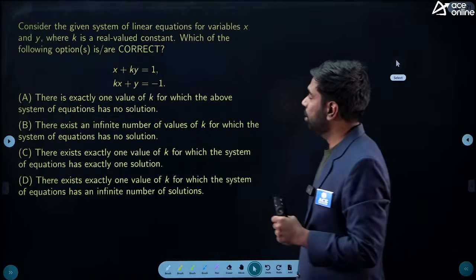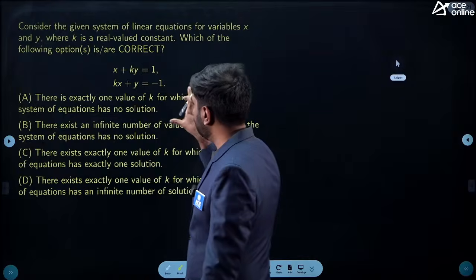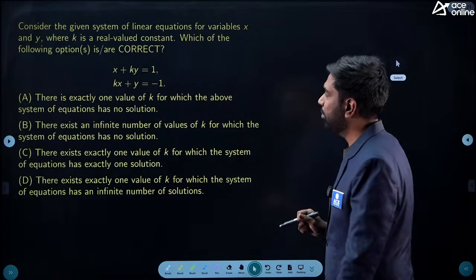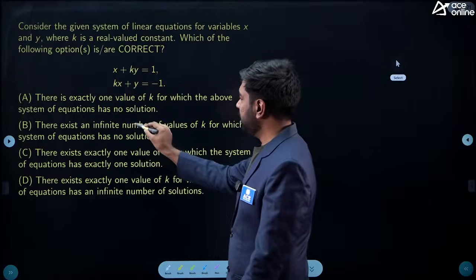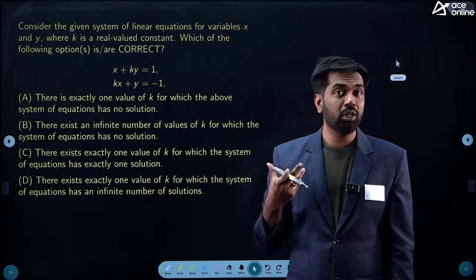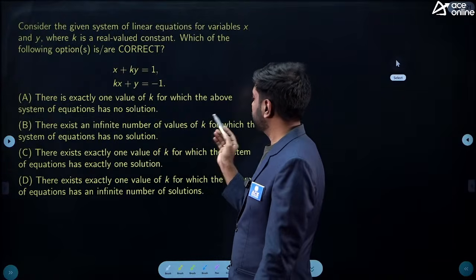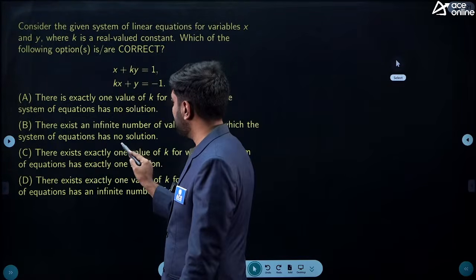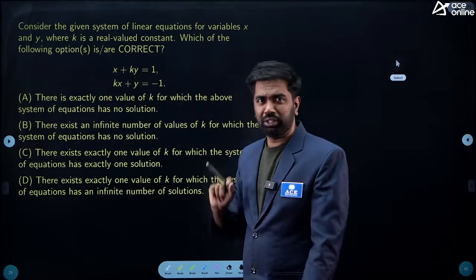So two equations in two variables are given. It says there is exactly one value of k for which the above system of equations has no solution. The keyword here is no solution. So you need to recollect when do you get no solution. There exists an infinite number of values of k for which the system of equations has again no solution. So these two options are related to no solution only.